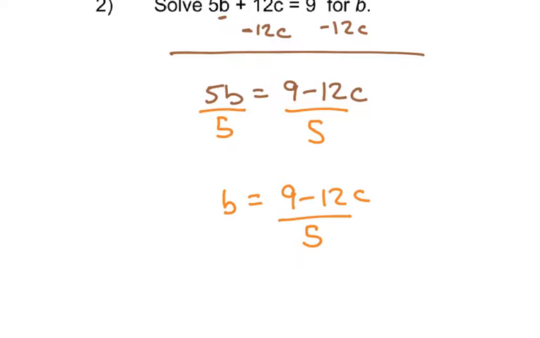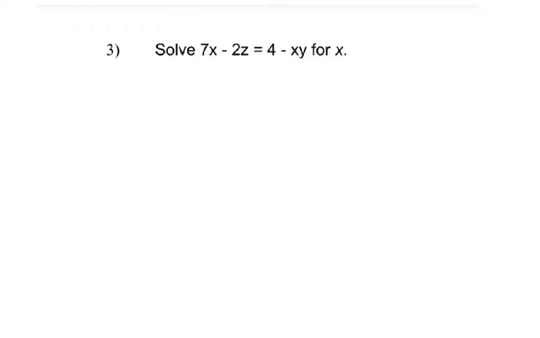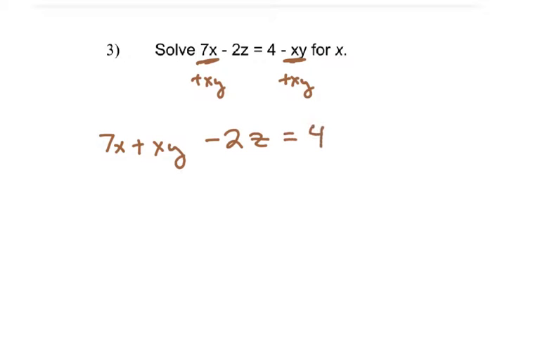Okay, let's move on. Next one, we're going to solve for x. Okay, so this one is going to be high degree of difficulty because we have minus xy here, and then we have a 7x. So what we're going to have to do is decide, do I want x on the left or the right? Well, I'm going to go ahead and put it on the left side. So I'm going to add xy to both sides. And notice here that when we do this, we're going to get 7x plus xy minus 2z equals 4. And I didn't put my x's together because they're not like terms.